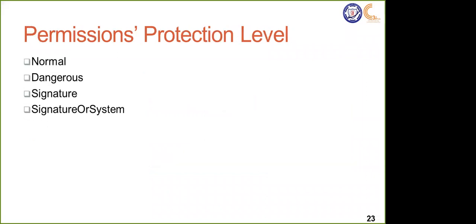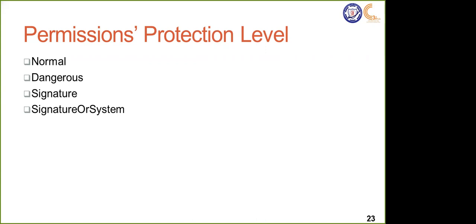In Android, permissions are defined with 4 protection levels. One is normal. Normal permissions are those which generally are not related to sensitive information. For example, if one wants internet access, internet access does not belong to sensitive information, so these are normal permissions. Next is the dangerous permission, which is generally related to sensitive information like SMS, contact details, and other information. And there is the signature permission.